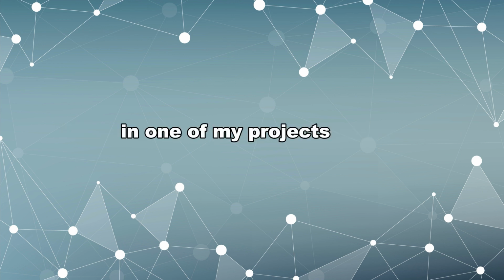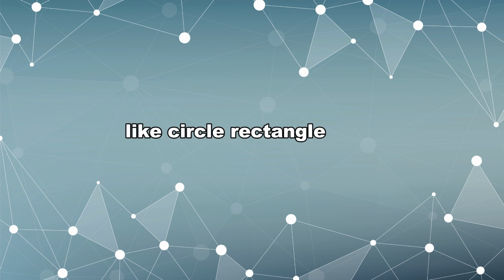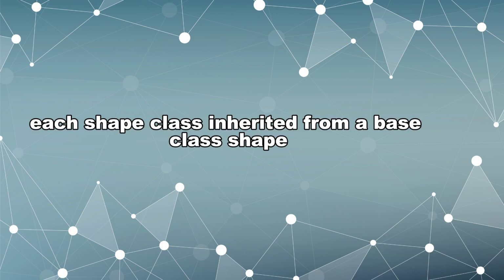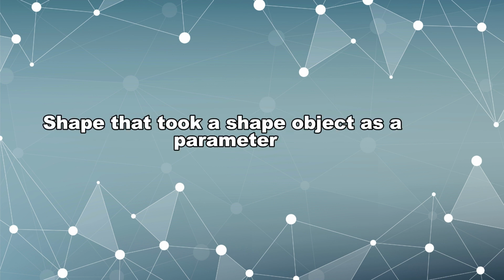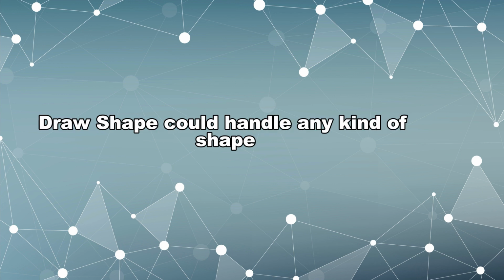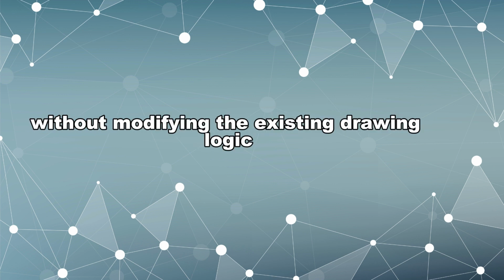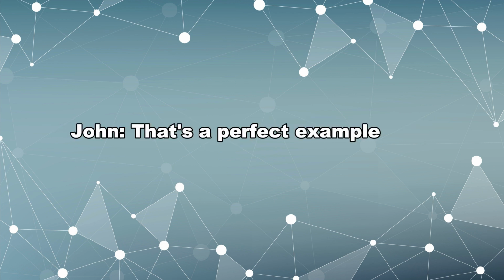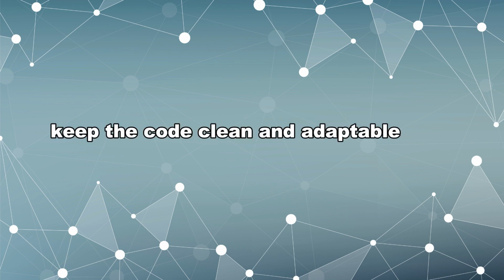Sure. In one of my projects, I had a drawing application with different shapes like Circle, Rectangle, and Triangle. Each shape class inherited from a base class Shape. I had a method called drawShape that took a Shape object as a parameter. Thanks to polymorphism, drawShape could handle any kind of shape, which made it easy to add new shapes later without modifying the existing drawing logic. That's a perfect example. It sounds like polymorphism really helps keep the code clean and adaptable.